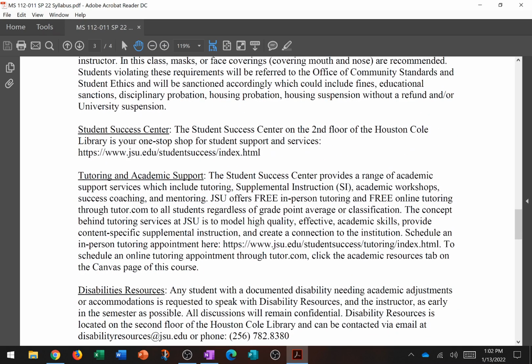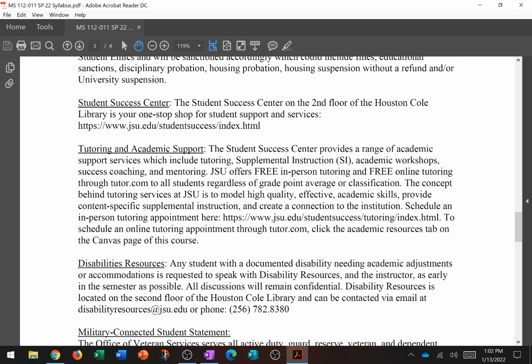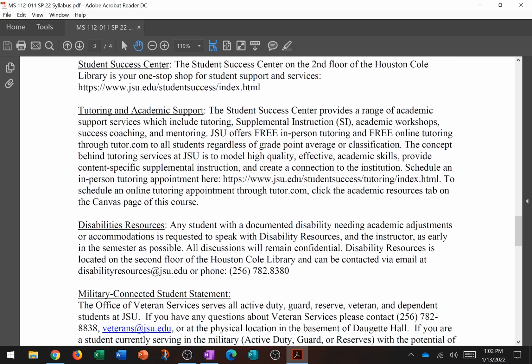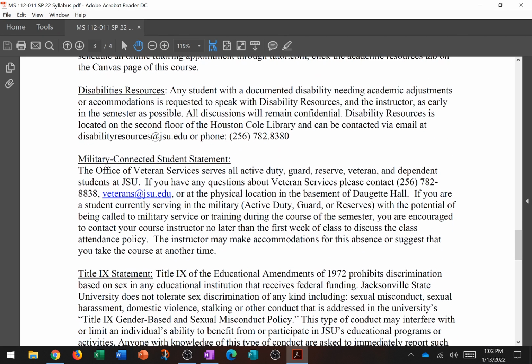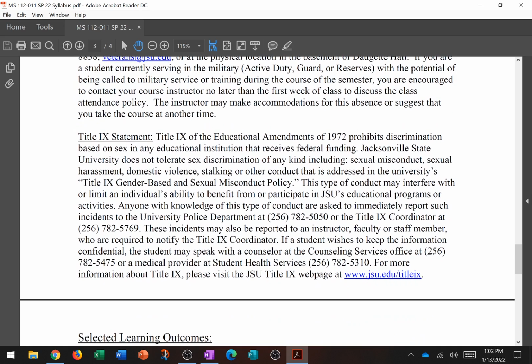There's contact information for the Student Success Center. There's also a link in Canvas. Tutoring help. Need help figuring out how to do that? Just let me know. There's extra tutoring information. There's contact information for disability resources, for veteran services, and if you need contact information for Title IX concerns, all that information is in the syllabus. And I think you have a link on Canvas to most of it.